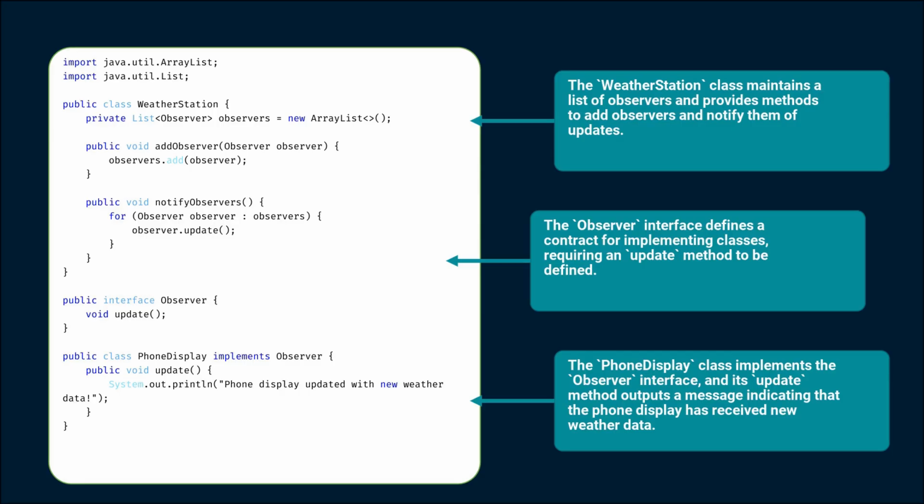With this structure, the weather station can notify all registered observers whenever there's a change in weather conditions. This pattern is particularly useful in applications where multiple components need to react simultaneously to changes in state, fostering a clear and organized approach to managing such interactions. Overall, this code exemplifies how the observer pattern promotes loose coupling between classes, enhancing maintainability and scalability in software design.